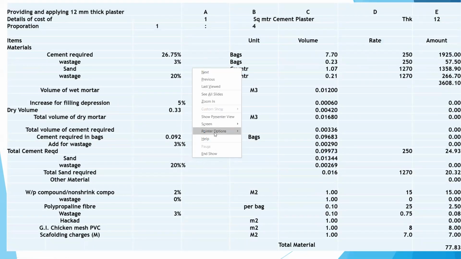Now let us talk about a 12 mm plaster. Ratio will be 1:4. Thickness will be 12 mm. Cement required 7.7 bags at the rate of 250, 1925. Wastage is 3%, will be 57. Sand will be 1.07 cubic meter at the rate of 1270, will be 1358. Wastage is 20%, 0.21 at the rate of 1270, will be 266.7.